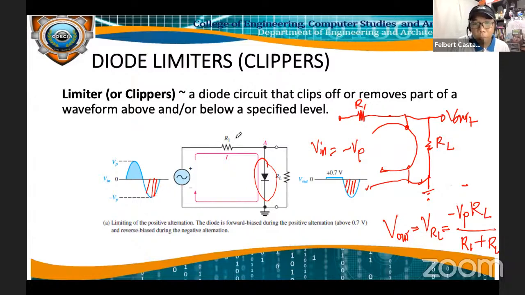Since magbibigay ako ng value na lang ha. So let me give an example here. So R sub 1 natin, say for instance, 100 ohms. Tapos yung load resistance natin, say for instance, is 1 kilo ohms. Yun yung value ng RL natin. Tapos yung VP natin is equal to 10 volts. Yan. So negative VP is negative 10 volts, right?